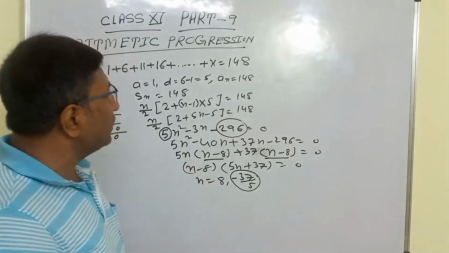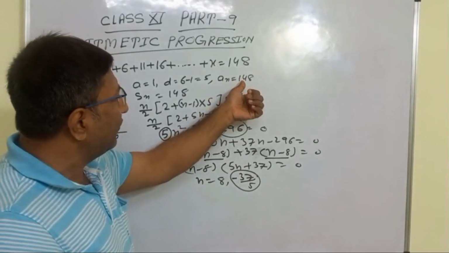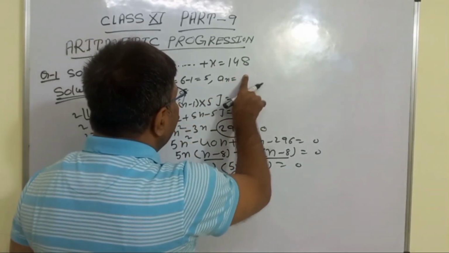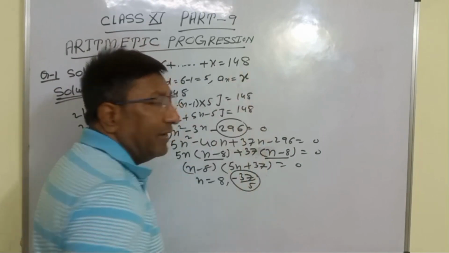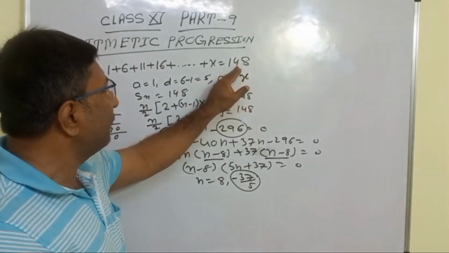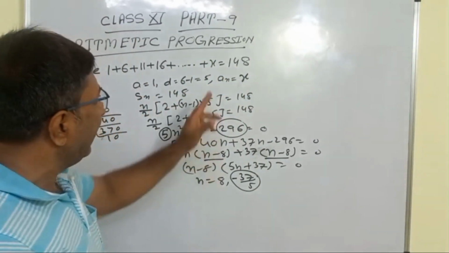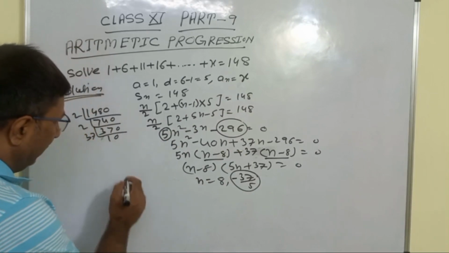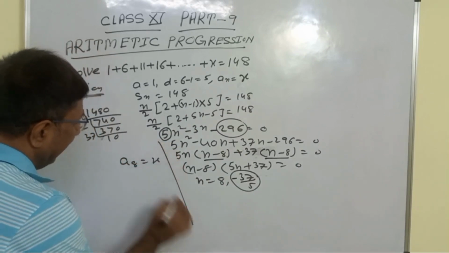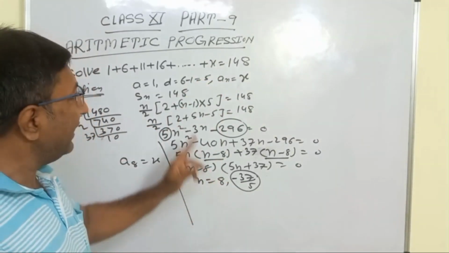But we have to find x. The nth term is given as x, that is, the last term is x, and this 148 is the sum of n terms. So now you know an is x, right? So a8 equals x, since n is 8. So 8 equals x.